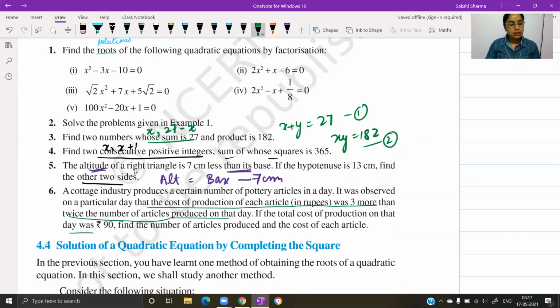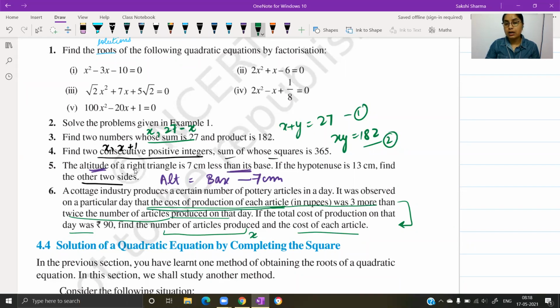So you have to start by assuming any one of these. Out of the two values, we will be assuming the one which is independent of the other. We will not assume the one which is dependent, we will assume the one which is independent. Cost of production depends on the number of articles. I'm going to start by assuming the number of articles as x. Then I will obtain the cost of each article using this statement, the one I underlined earlier.